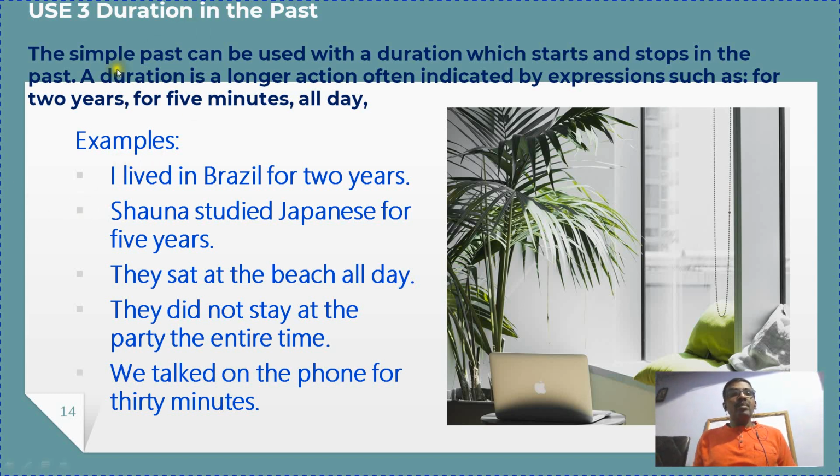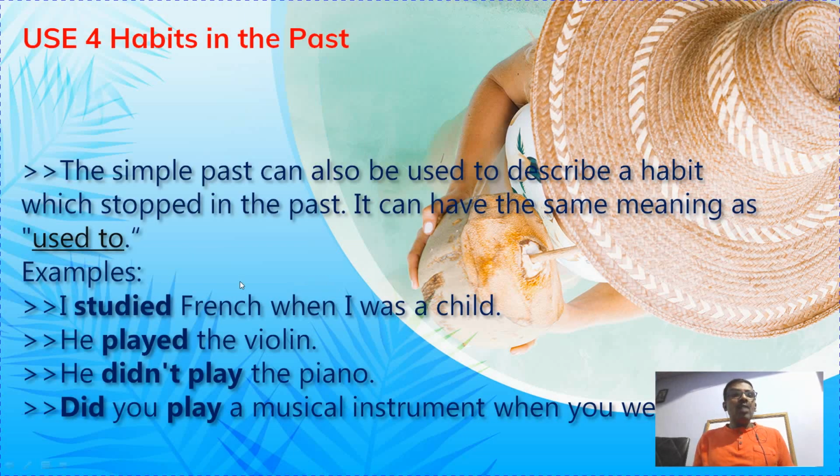So in order to represent duration in the past for completed actions, we use the simple past tense. Fourth one, habits in the past. You might be shy, you might be frightened, or you might be intelligent. Okay, so to denote habits in the past, we use the simple past tense, to describe a habit which stopped in the past. I studied French when I was a child. So when he was a child, he studied French. After that, he stopped. The particular habit got over. Okay, he played the violin some years ago, but now it is not continuing, right? So it gets completed.